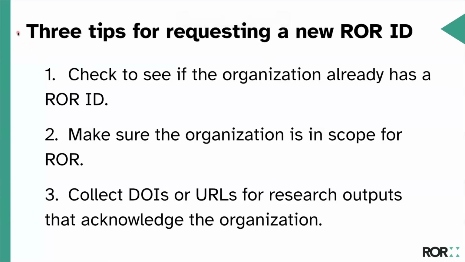To recap, here are our 3 tips for requesting a new ROR ID. Number 1, check to see if the organization already has a ROR ID. Number 2, make sure the organization is in scope for ROR. And number 3, collect DOIs or URLs for research outputs that acknowledge the organization as an author affiliation, a funder, or a publisher.